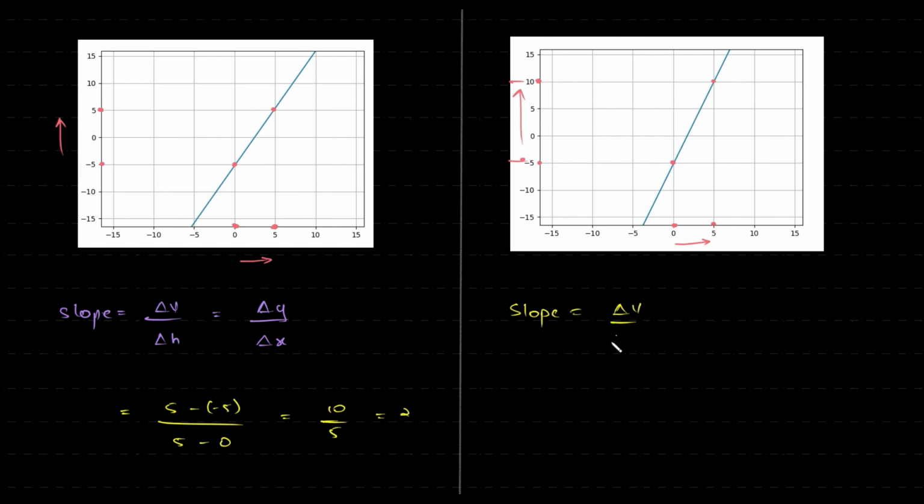So the slope over here is again change along the vertical divided by change along the horizontal. So change along the vertical is delta y, delta x, and then we have 10 minus of minus 5 divided by 5 minus 0. So this is 15 by 5. That's basically 3. That is, for every 1 unit increase along the x-axis, there is a 3 unit increase along the y-axis. So that's your slope.